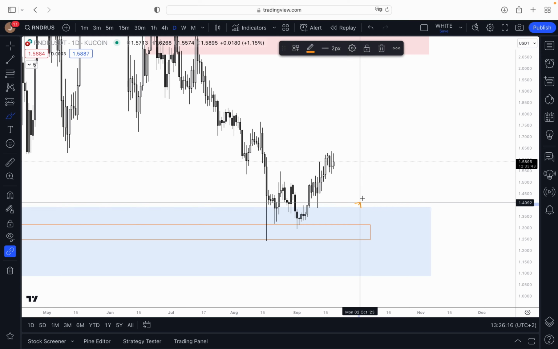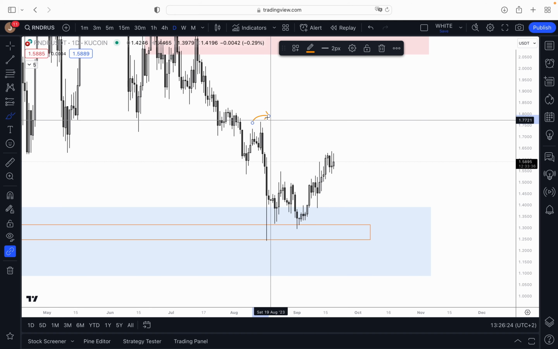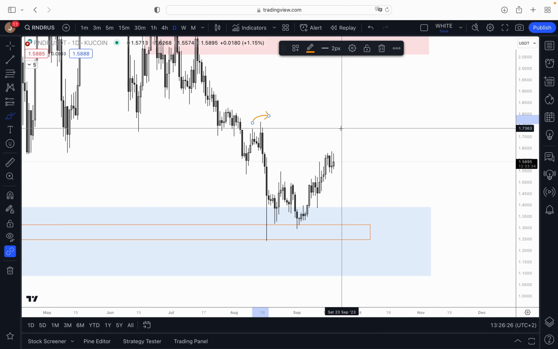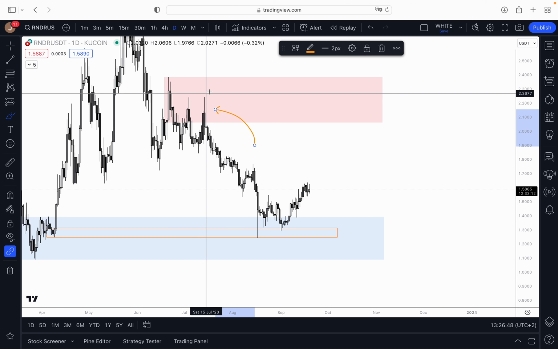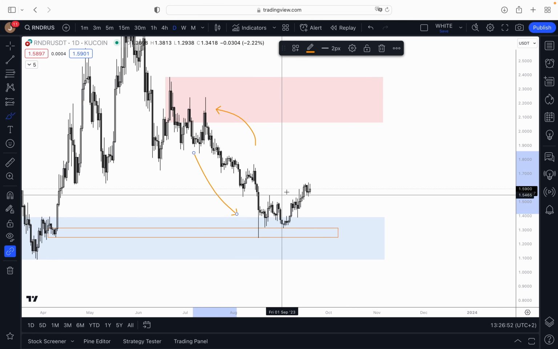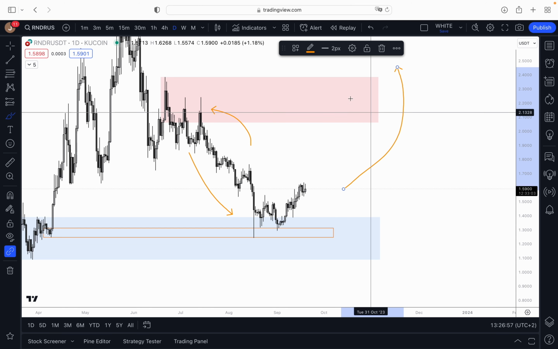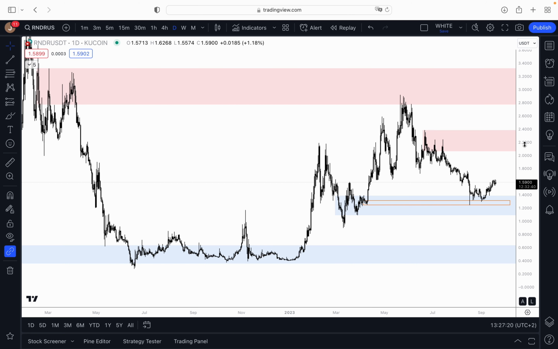But the chance that we go directly to the upside is also very high. So I would wait till we break this high right here, because then we are in a bullish structure on the daily time frame. The next important resistance is this supply zone, because this supply zone caused this move to the downside. And if we break this supply zone, I think that there are very high levels for Render Token.